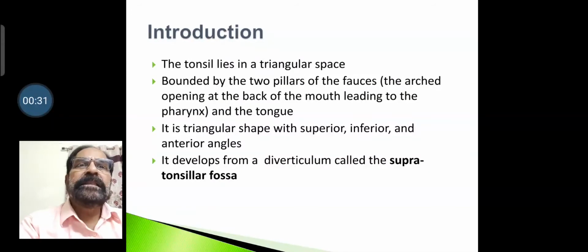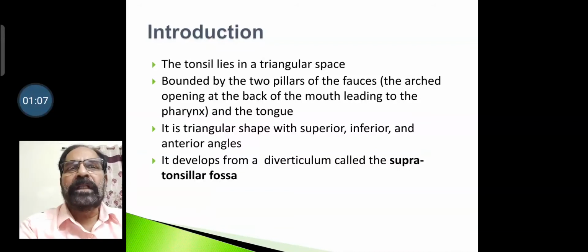The tonsil lies in a triangular space bounded by two pillars of fauces. Fauces is the arched opening at the back of the mouth leading to pharynx and the tongue. It is triangular in shape with superior, inferior and anterior angles. The tonsil develops from a diverticulum called supratonsillar fossa.